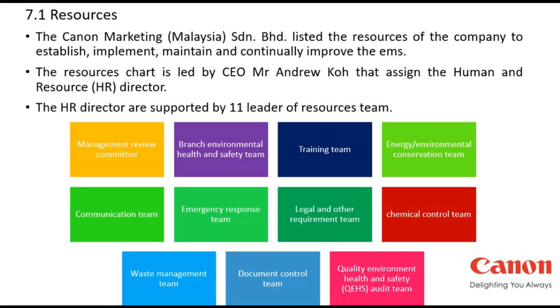This is an example of how Canon Marketing Malaysia puts a statement on how they fulfill this requirement under 7.1 resources. Canon Marketing Malaysia listed the resources of the company to establish, implement, maintain, and continually improve the EMS. The resources chart is led by the CEO, Mr. Andrew Koo, who assigned the Human Resources Director. The Human Resources Director is supported by 11 leaders of resource teams. So you can see the 11 boxes that are related to the departments that provide resources to support the EMS.